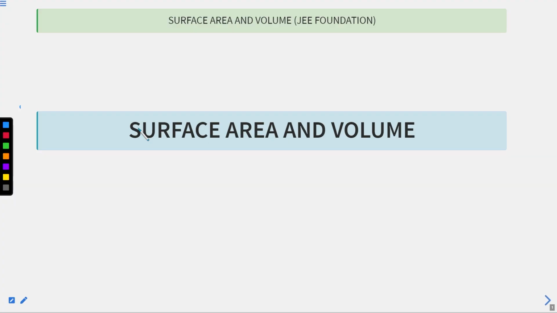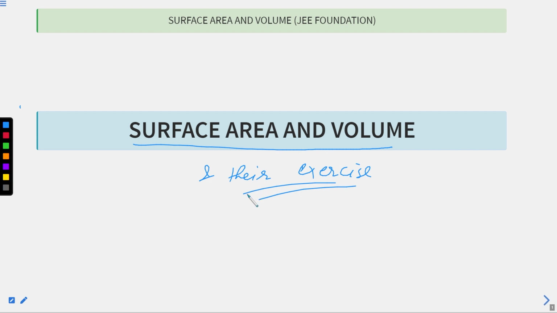And today we will be discussing surface area and volume and their exercise. In the previous lecture, we discussed the theory or the formulas for different solid figures. Here we will be just applying those formulas to our questions according to our need. So let's move to the question.